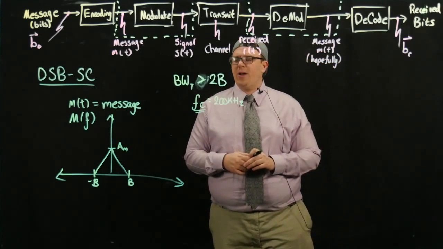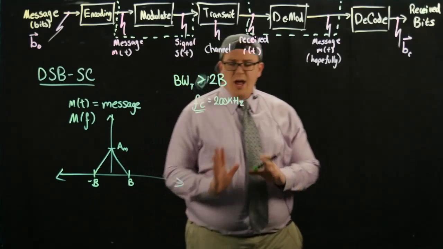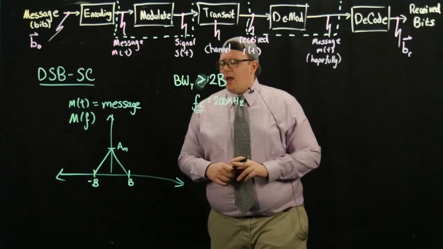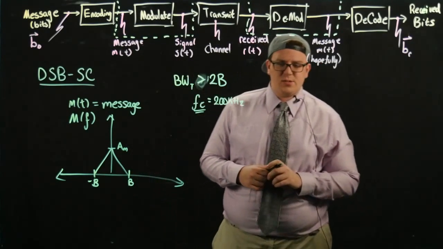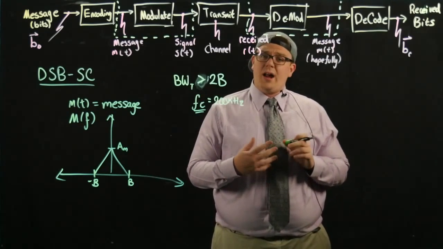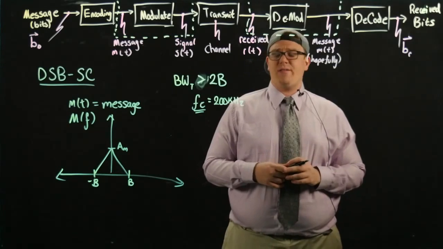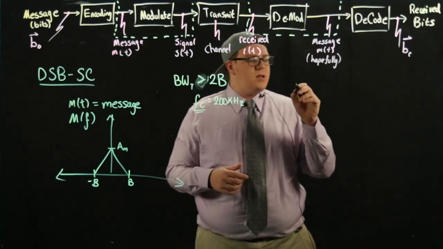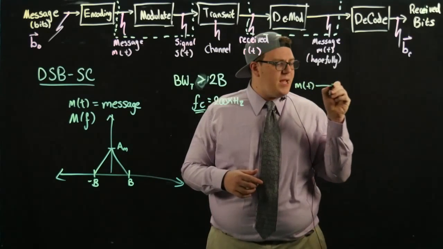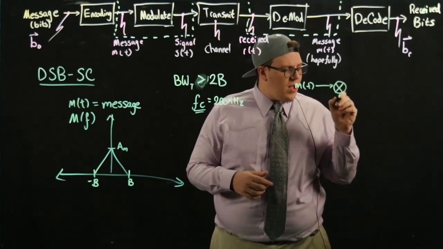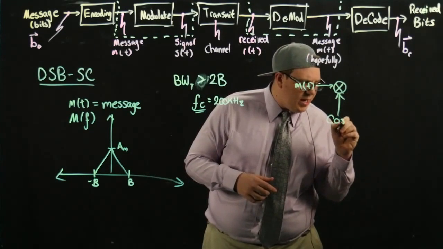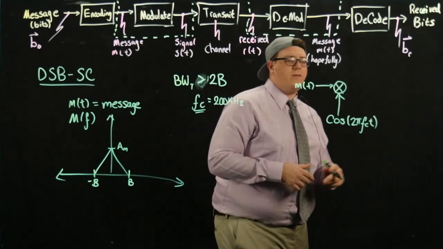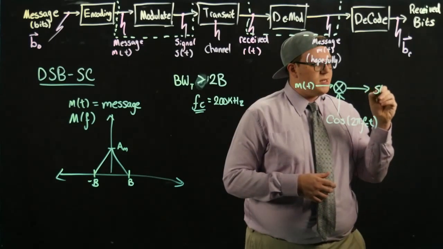So then what we have to do is move this message out to the 200 kilohertz range without distorting it. In order to do this, we just multiply by a cosine. I know it sounds very simple, but it actually works very well. So we have our input message m(t), and we multiply by a cosine at our carrier frequency, cos(2πfct). Out of here, we get our signal s(t).